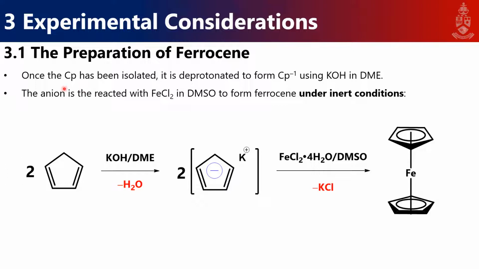Once you've isolated your Cp, of course, we actually need Cp minus. So in other words, we are going to deprotonate it in dimethoxyethane. Using potassium hydroxide, which of course is a base, you will deprotonate your Cp to form Cp minus. And then once you have Cp minus, you will add your ferrous chloride in DMSO, and that will then form your ferrocene. And you will do this under what we call inert conditions, which is something you might not have come across, or you might have come across. So we'll discuss that next.